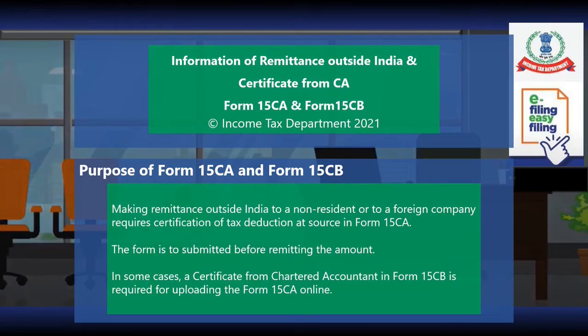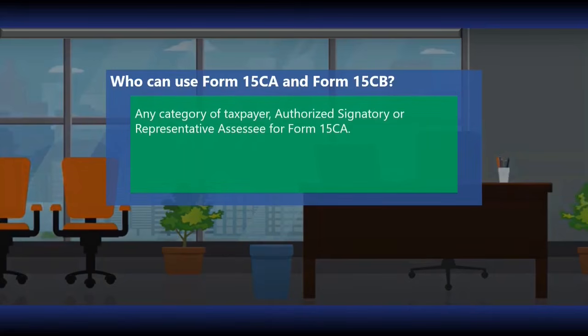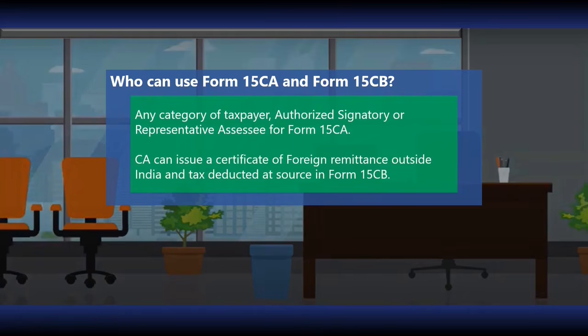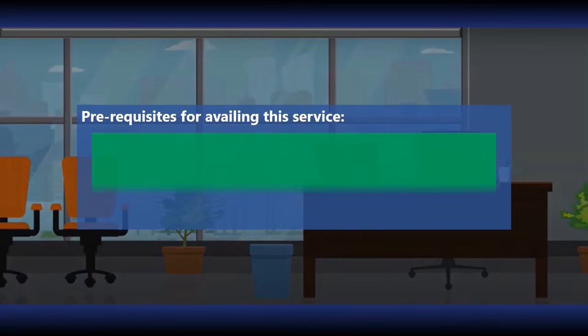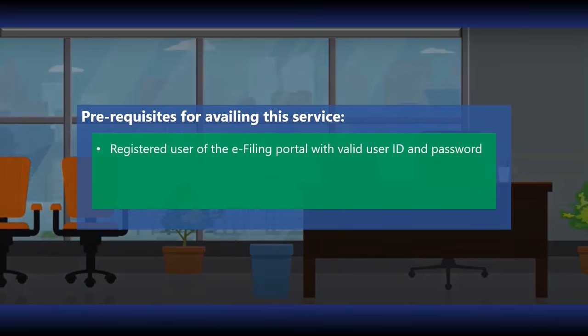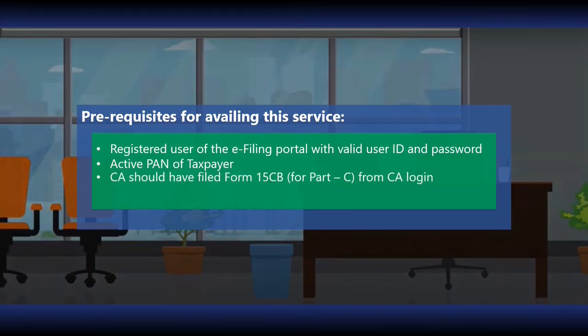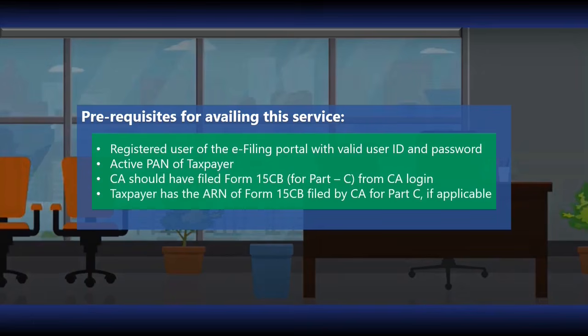Form 15CA can be filed by any category of taxpayer, authorized signatory or representative assessee. CA can issue a certificate of foreign remittance outside India and tax deducted at source in Form 15CB. In order to file Form 15CA, the taxpayer is required to be a registered user of the e-filing portal with valid user ID and password and should have an active PAN. In order to file Form 15CB, the Chartered Accountant is required to log in through the CA login, and the taxpayer is required to have the ARN of Form 15CB, which is filed by Chartered Accountant, in order to file Part C of Form 15CA if applicable.